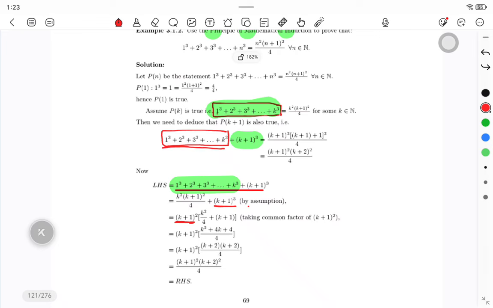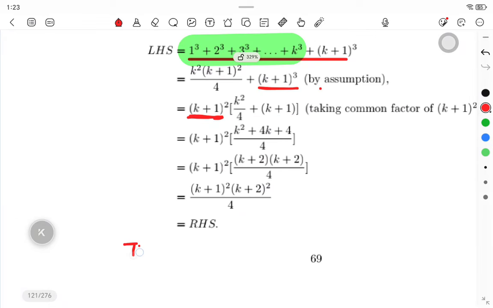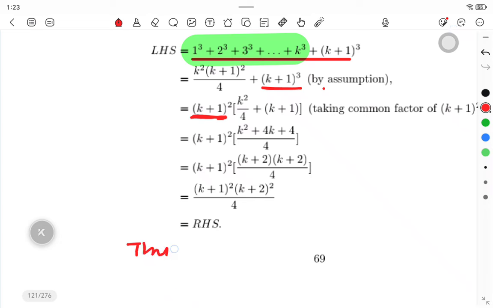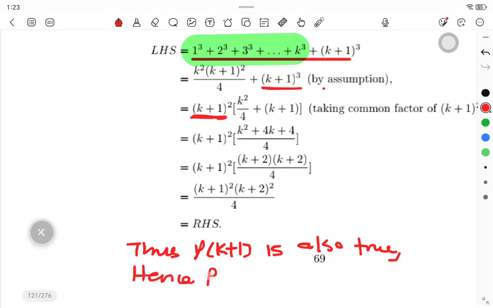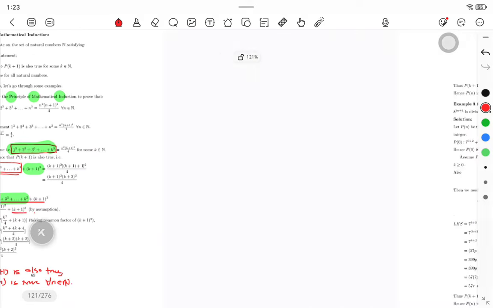Then, since this is equal to the right-hand side, you're going to come here and say thus P of k plus 1, because you were proving P of k plus 1 here right now, is also true. Then you come and say hence P of n. Now you have proved the predicate, you deduce the predicate is true for all n element of a natural number. That's what you get. Then that conclusion may carry a lot of marks.